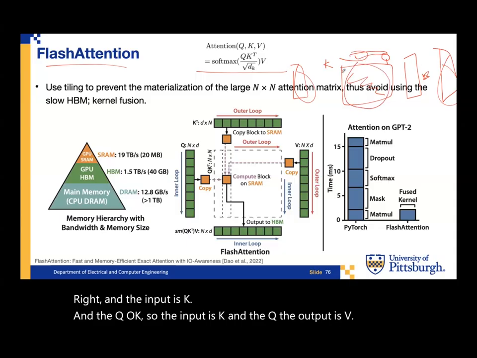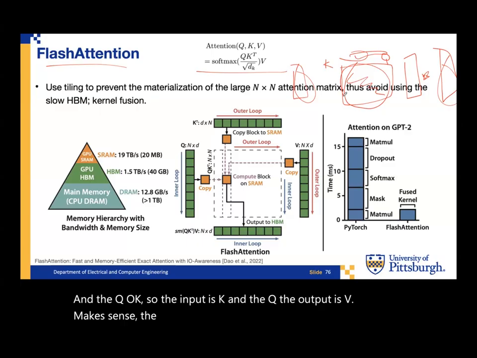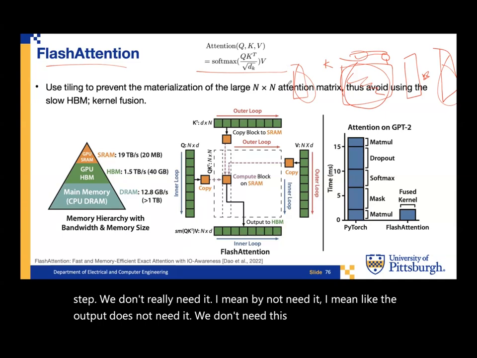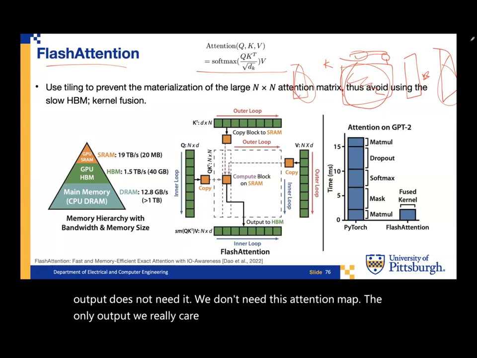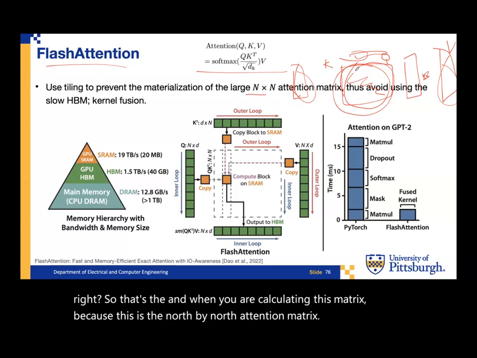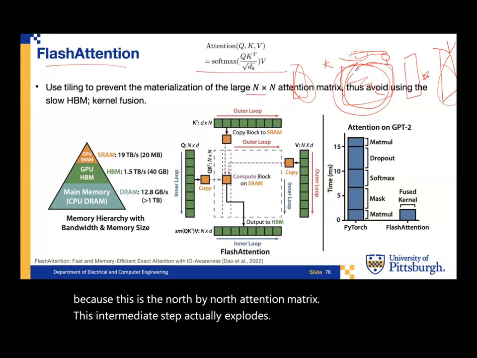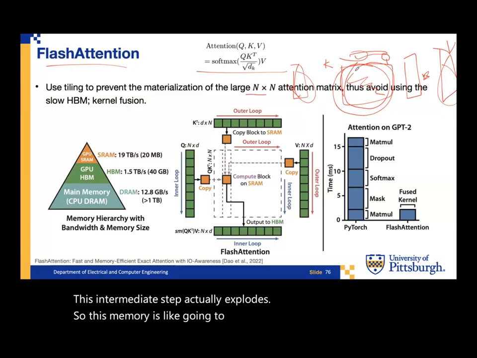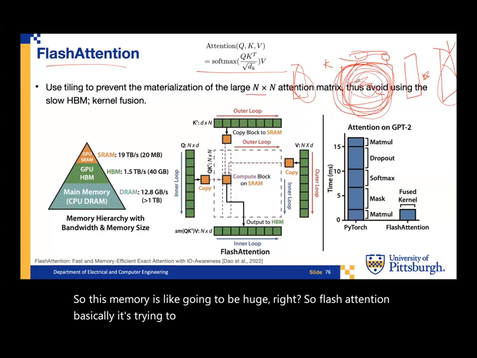The attention map is essentially an intermediate step. We don't really need it. By not needed, I mean the output does not need it. The only thing we really care about is: give me K and Q, and give me the V, right? And when you are calculating this n by n attention matrix, this intermediate step actually explodes, so this memory is going to be huge. So FlashAttention is basically trying to reduce this attention map size.